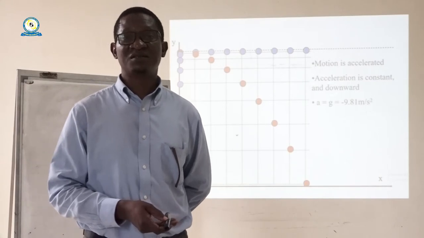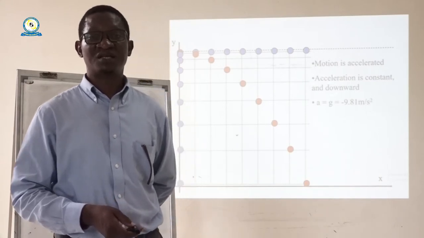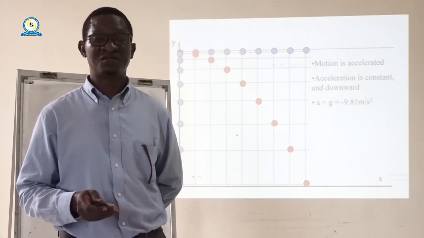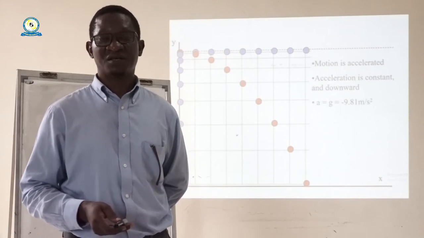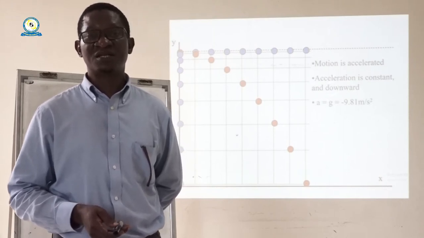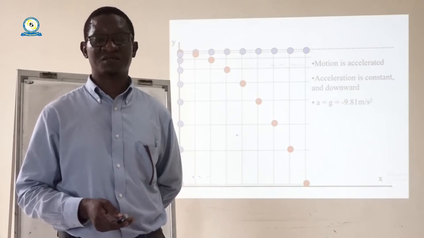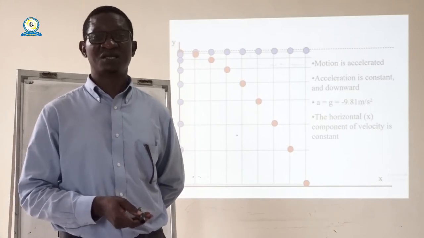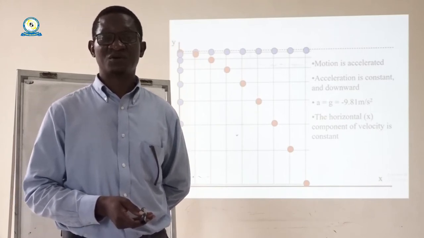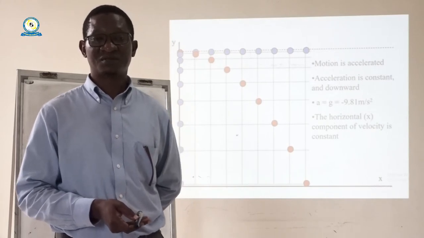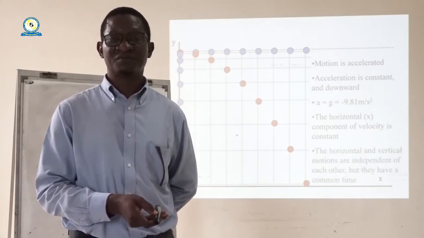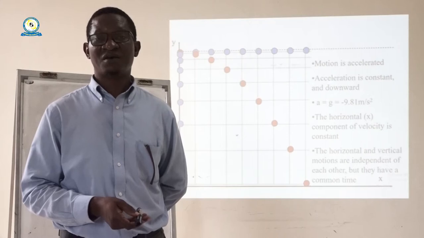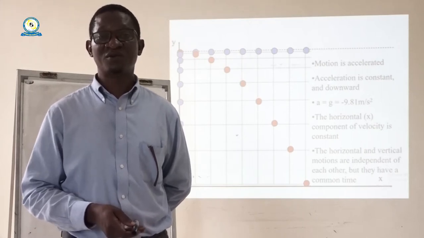Motion is accelerated. Acceleration is constant and downward, because it never changes. Its only acceleration is g, gravity, which is minus 9.81 meters per second squared. The horizontal x component of velocity is always constant, uniform, never changing. The horizontal and the vertical motion are independent of each other, but they have a common time.